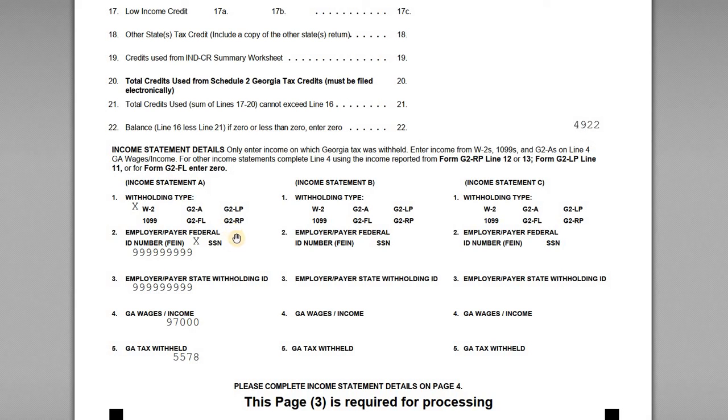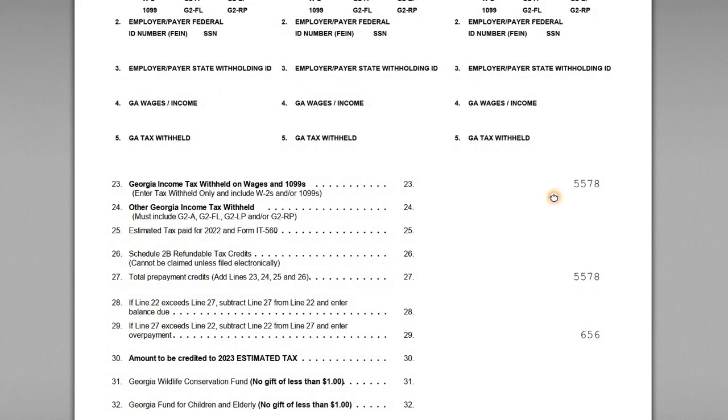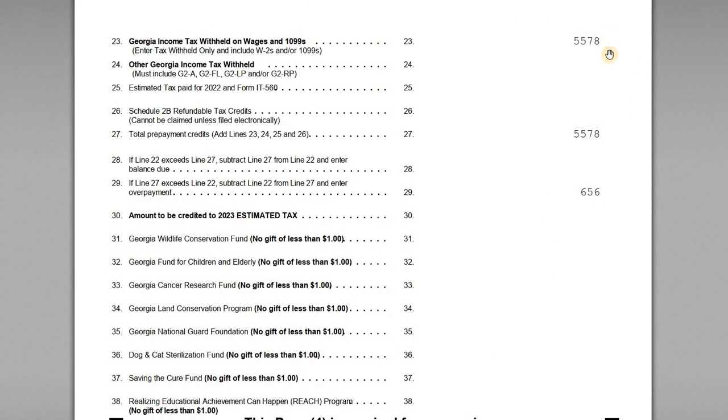In this section here, they do ask that we input the information on our W-2s. So we've got the W-2 here issued from the employer's federal ID number, state withholding ID number, and then lines 4 and 5 are really important, right? The amount of Georgia wages as reported on your W-2 and the amount of Georgia income tax withheld. So $5,578 was the amount of tax that was withheld. So now, line 23, we've got the total GA withholding. All right, so these are the total amount of prepayments that were made, right? That's the taxes that were taken out of his paycheck.